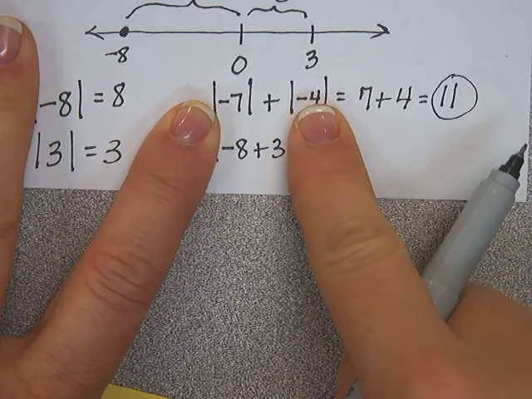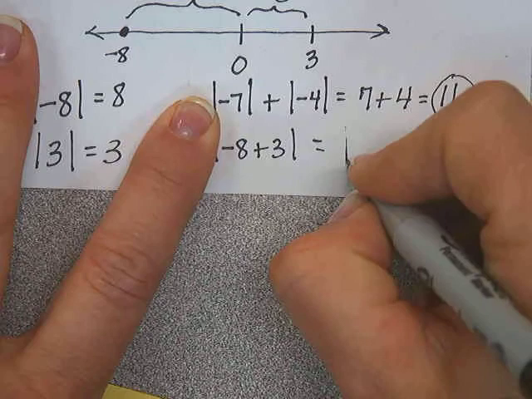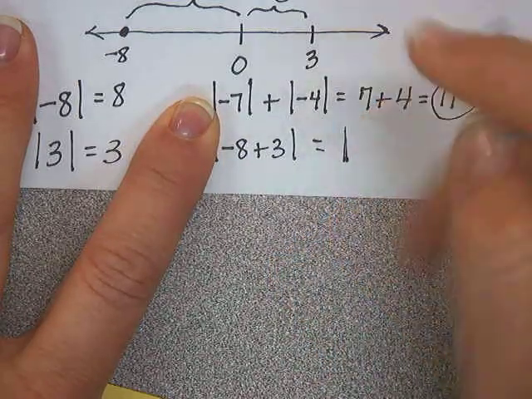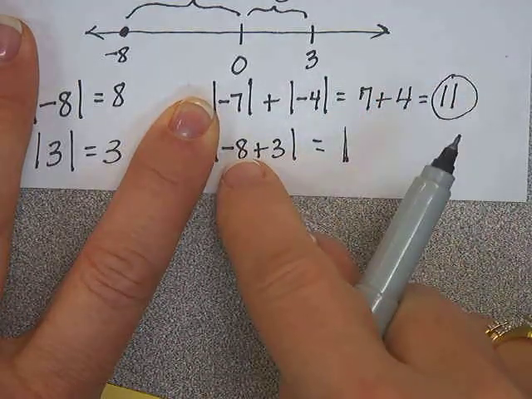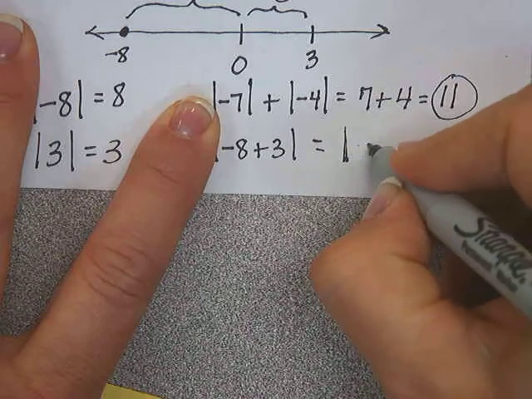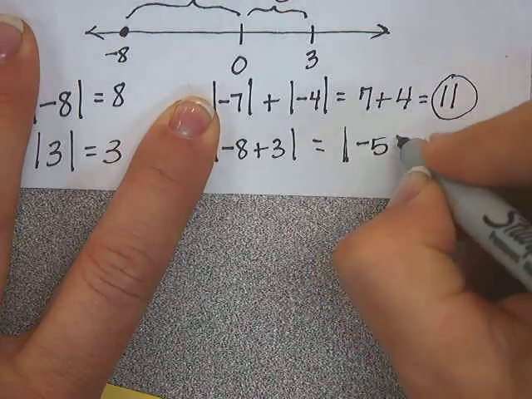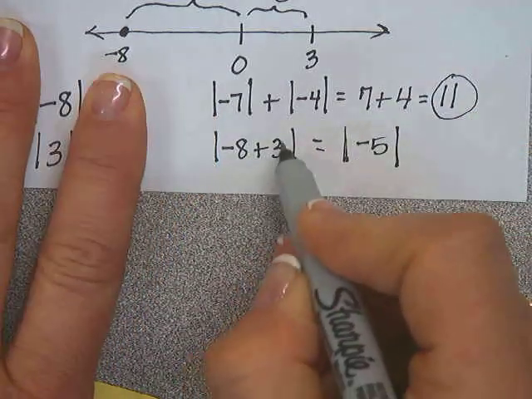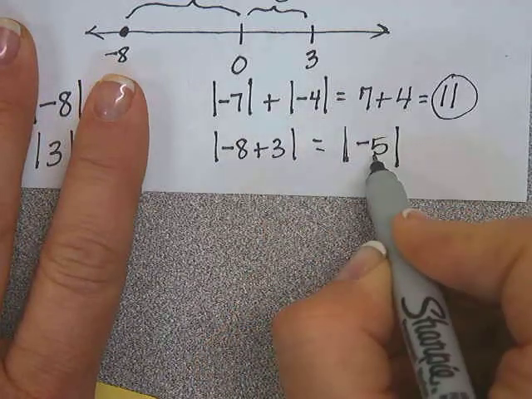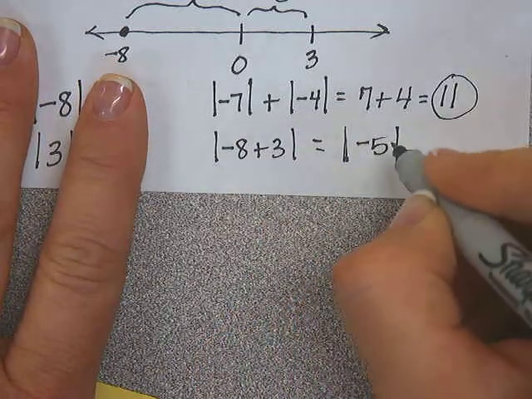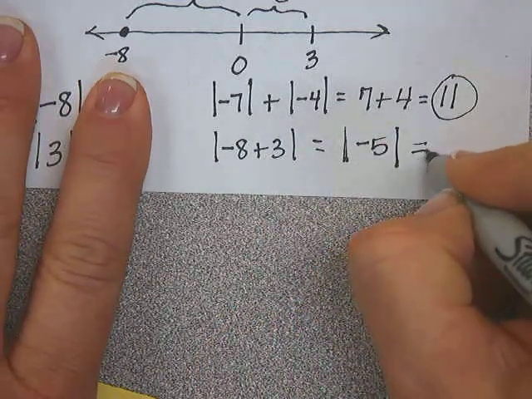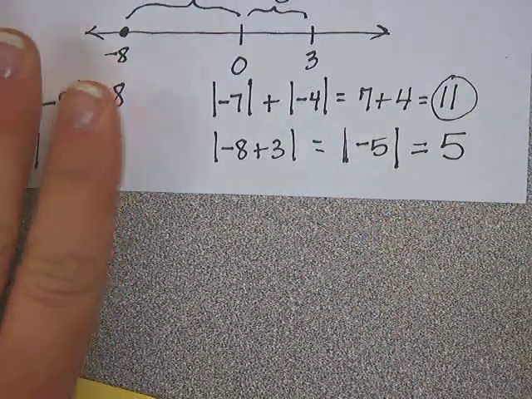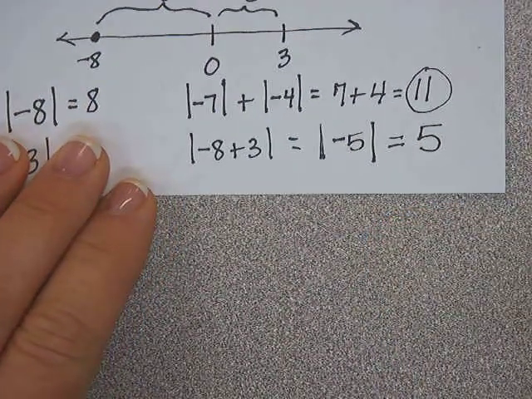So we think about who's going to win the war. The negative team has 8 people. The positive team has 3. So they're going to go to battle. These 3 positives are going to kill off 3 negatives, and we're left with -5. So inside the absolute value symbol, we got -5. So now we do the absolute value of -5, which is +5.